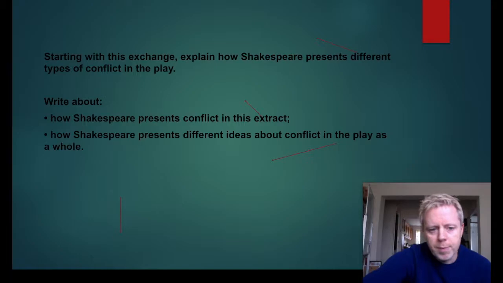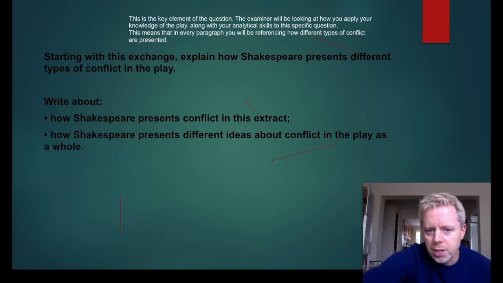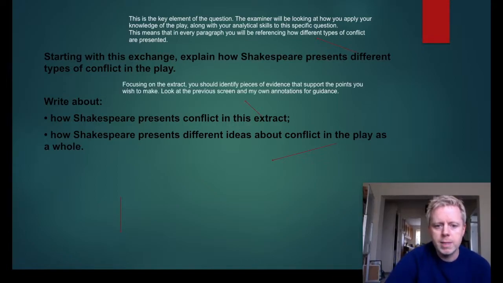Okay, so just focusing on the actual question, starting with this exchange, explain how Shakespeare presents different types of conflicts in the play. Okay, so that's the key element of the question. The examiner will be looking at how you apply your knowledge of the play along with your analytical skills to this specific question. This means that in every paragraph you will be referencing how different types of conflict are presented. How Shakespeare presents conflict in this extract. So you focus on the extract.